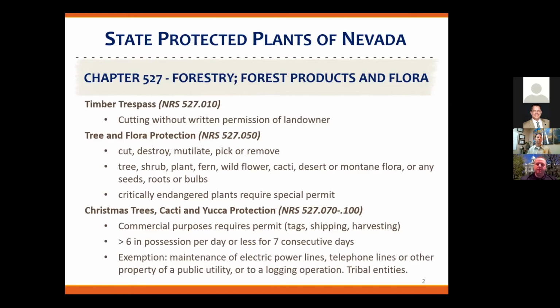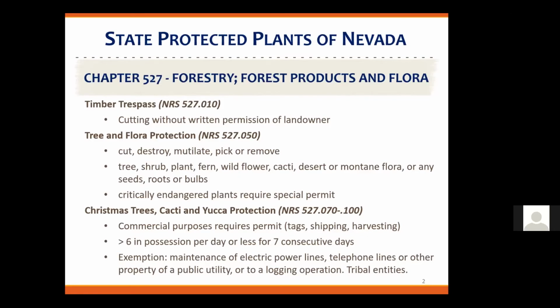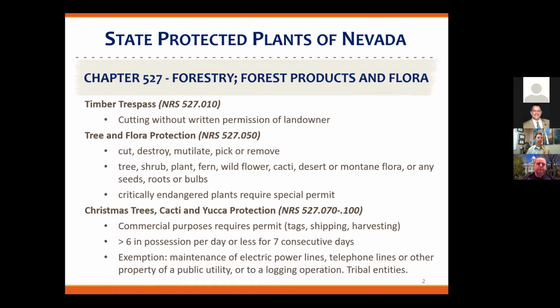The next one that we get into is really defining what constitutes take. So without permission, of course, or without the proper permits in place, if anybody cuts, destroys, mutilates, picks, or removes any part of a tree, including other types, fern, wildlife, you see, they're all covered here without permission. It pretty much follows along with the one above. Don't do that without somebody else's permission. And within that particular line of the statute, it is also offering us the first reference of critically endangered plants, which is one of the bigger issues that we're starting to see now crop up. And it is one of the most heavily regulated areas within our statute.